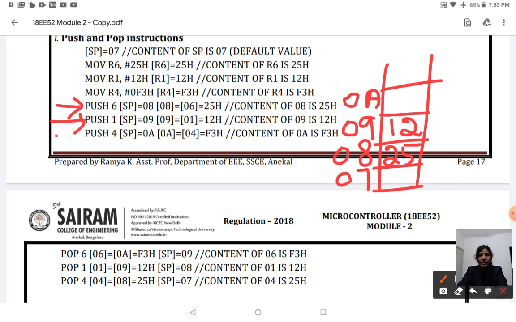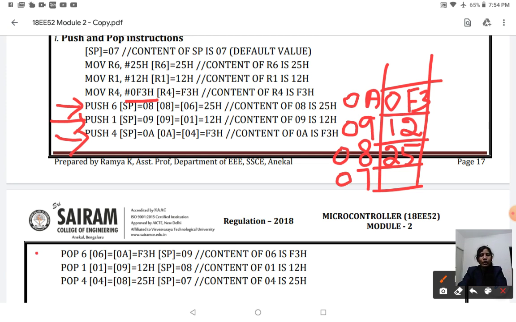Now again, when this particular instruction is executed, that is push 4, the content of R4 is stored. What is the content of R4? 0F3. So 0F3 will be stored as a content. Which data is stored last? 0F3 is stored last. So whatever data you have stored last will be retrieved first.